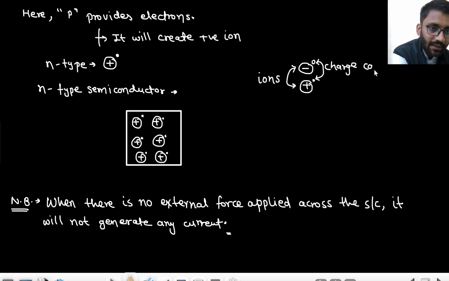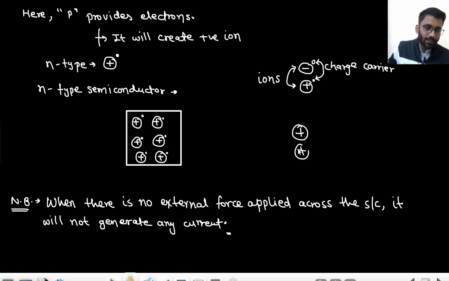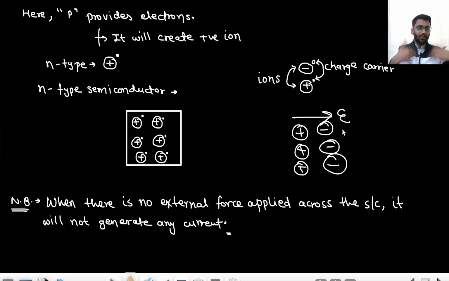I will repeat this line. Very important line: this plus and minus are ions, and this hole and electron are charge carriers. Ions can never generate a current. Ions are immobile. Immobile means they will stay there, they don't move. Like if I have positive, positive, positive like this, negative, negative, negative like this, maximum what it can do is generate an electric field. That's it. It will not generate a current.